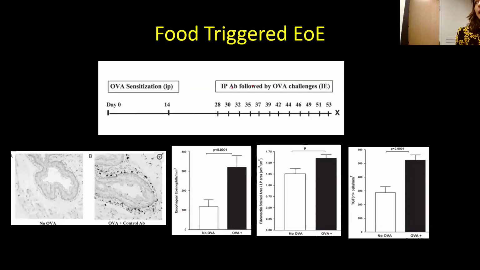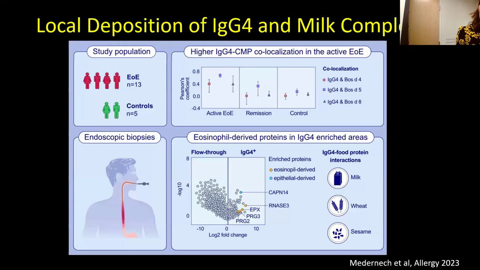Foods can trigger EOE. This is an animal model just to show you that foods can be sufficient. This is an OVA-driven mouse model, and this is work by Emily McGowan. Emily has been interested in IgG4. She trained with Tom Platts-Mills, and so she's been looking at the local deposition of IgG4.